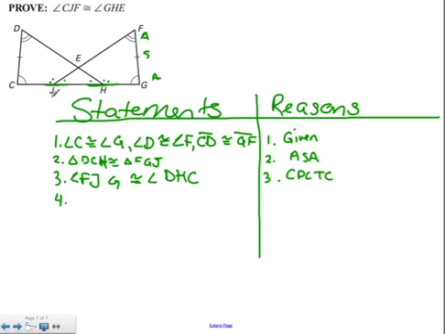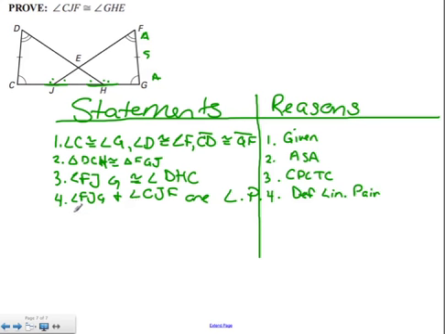From there, I'm going to talk about how these two guys are a linear pair, and you can just tell that by the definition of a linear pair. So that's angle FJG and angle CJF are a linear pair. So this is by the definition of linear pair.